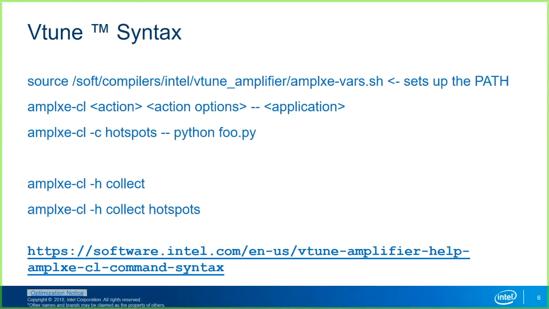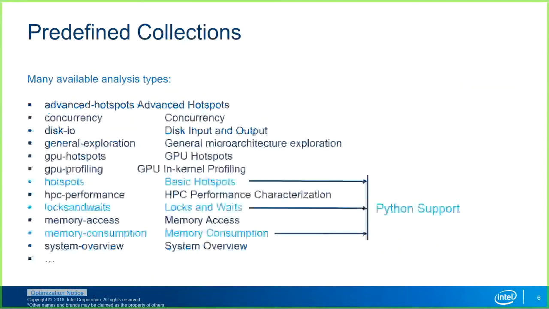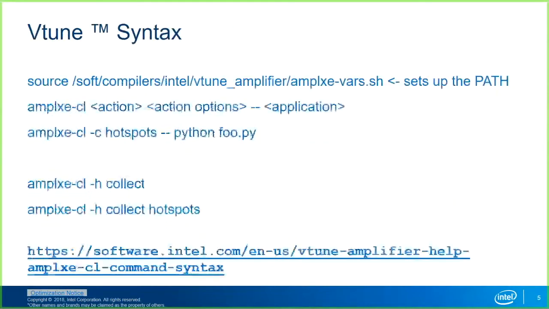So if you do -h collect, it will list this list of predefined collections that you can run. And then you can string that with -h collect hotspots, and that will give you additional information into all the different knobs that you can tune to customize your hotspot analysis.